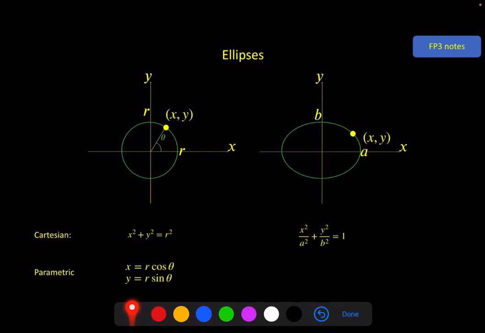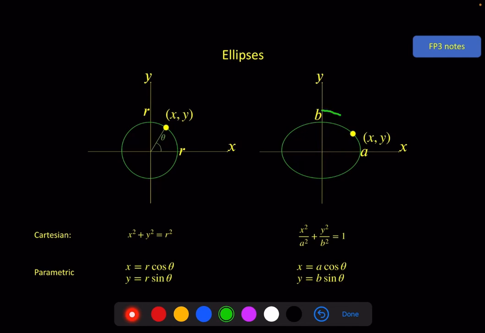And the parametric equations are almost exactly the same, except r here becomes a, the value of the intersection of the x-axis, and y is equal to b sine theta, where b is the value of the intersection on the y-axis. But you've got to be a little bit careful here, because this theta is not the same as this theta in terms of the angle on the diagram. You can see this theta relates very clearly with the angle here in the diagram, from the center point to the point you're looking at. But it is not this angle here, as it might seem to be.